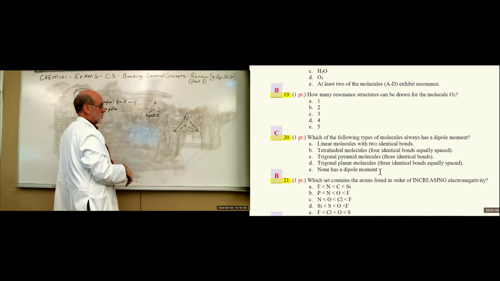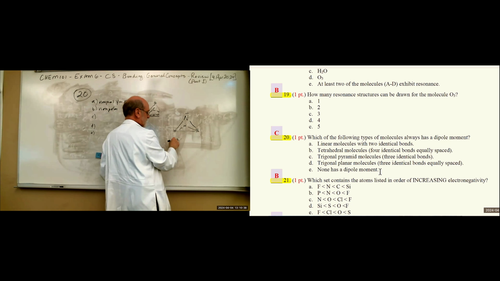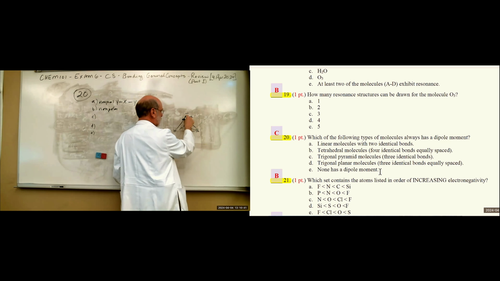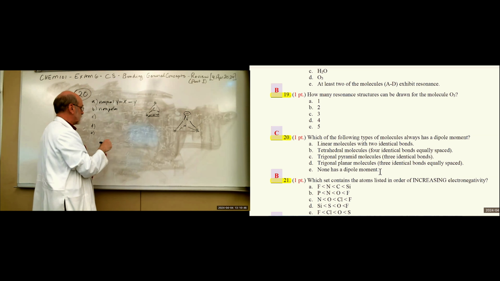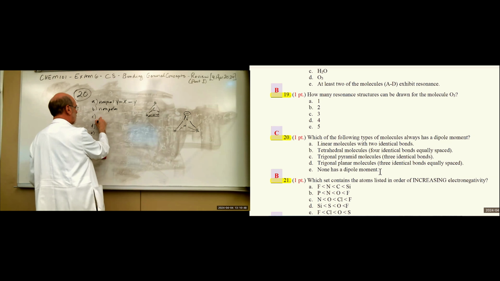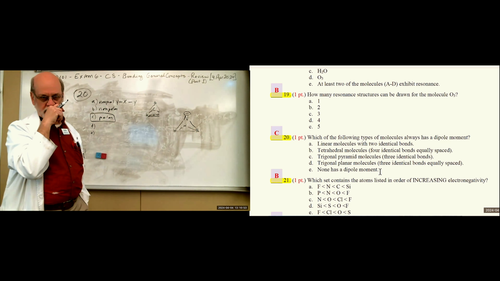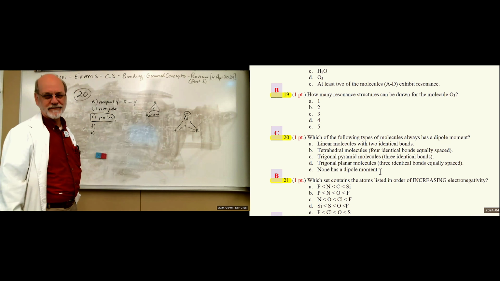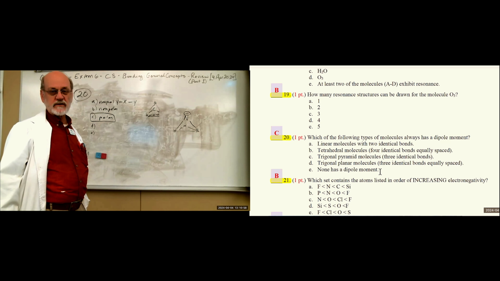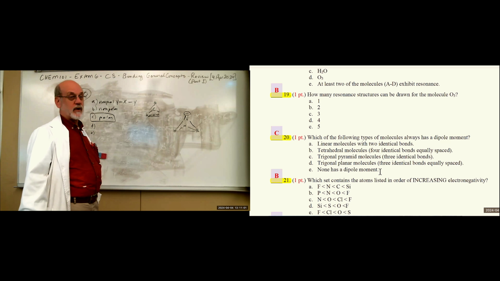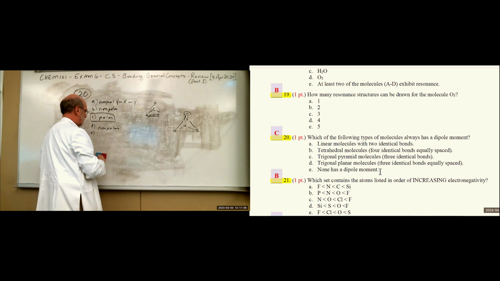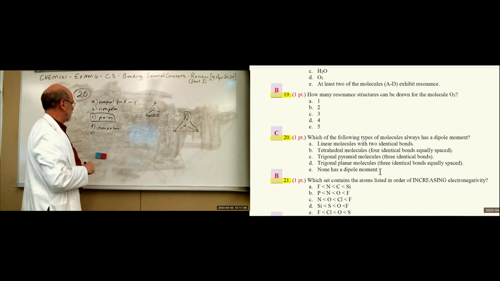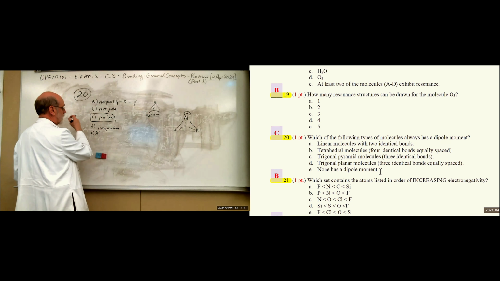And this one would always have a dipole moment. Even if the bonds were nonpolar, you'd still have this lone pair up there. And that would always give you a dipole moment. This is polar, always. Oh, we found our answer. Trigonal planars with identical bonds, they're never polar. And the last one, none has a dipole moment. Well, that's wrong. Okay, so we found the one.